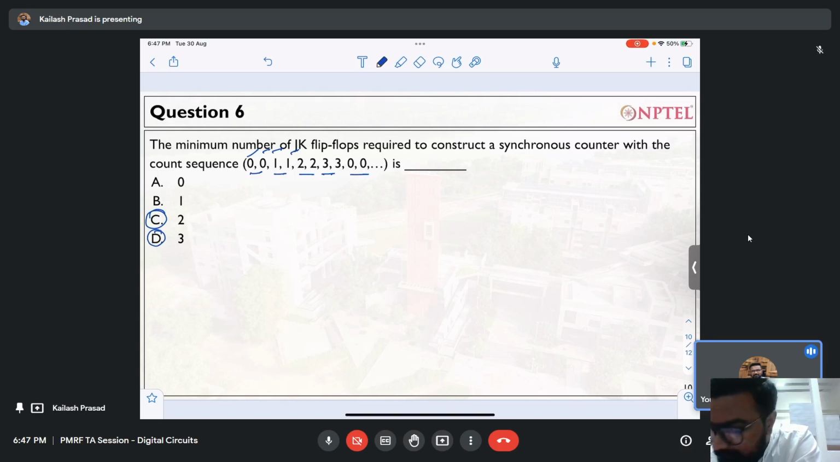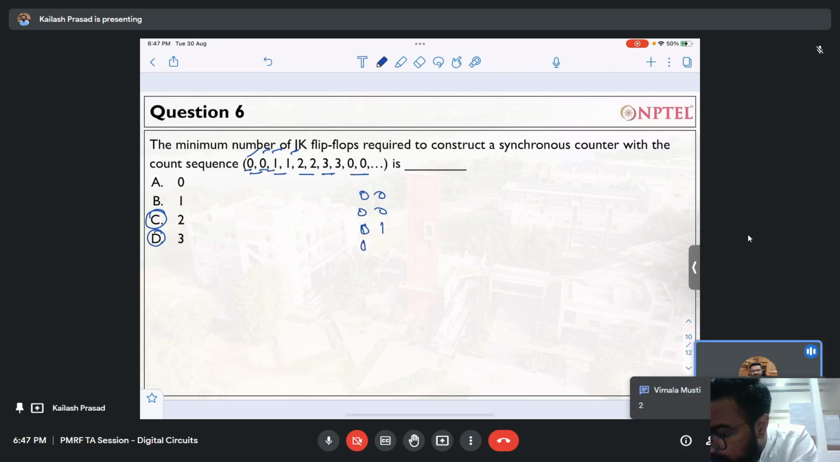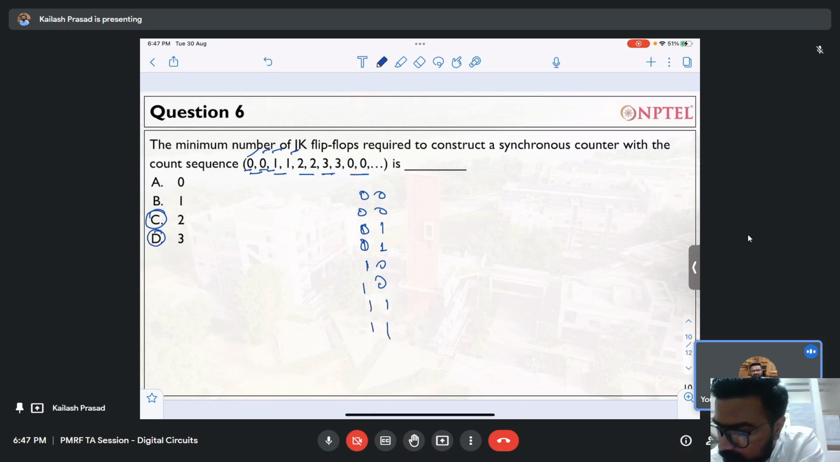So what will happen? The code for this 0 will be 0 0. Then for this 0, it will be 0 0, right? For this one, it will be 0 1. Okay, Vimla is saying 2, right? Let's see. This will be 0 1, then 1 0, 1 0, right? Then 1 1, then 1 1, right?